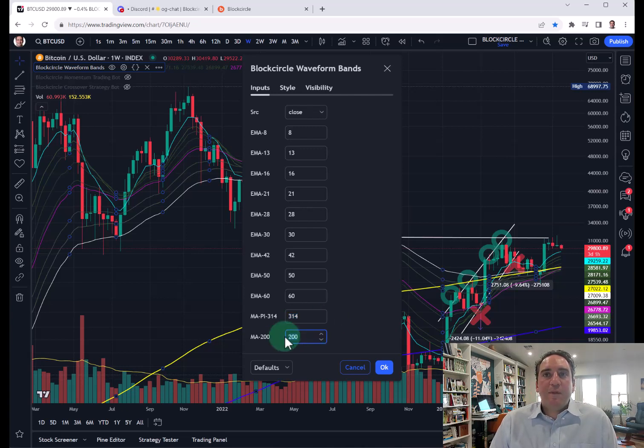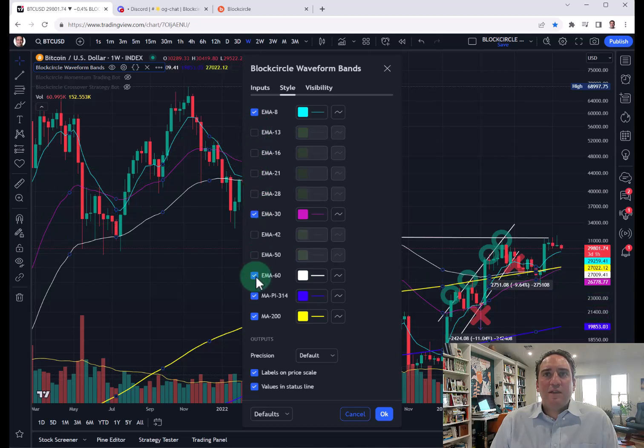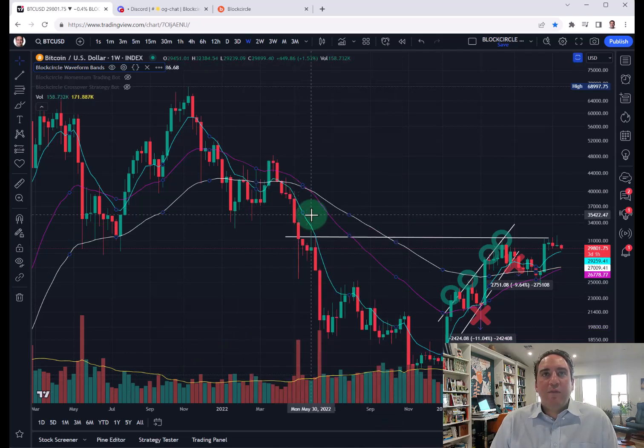And then you have the simple moving average of 200, which is really helpful on a weekly basis, because that's historically been considered a fairly strong form of support for Bitcoin as a digital asset itself. And then typically we'll go down to the 300 simple moving average when the market's going through a cataclysmic collapse. So that's the main inputs, and then the style allows you to disable any particular band that you don't want, just to reduce the noise and reduce the amount of bands being displayed. So that is the waveform band.